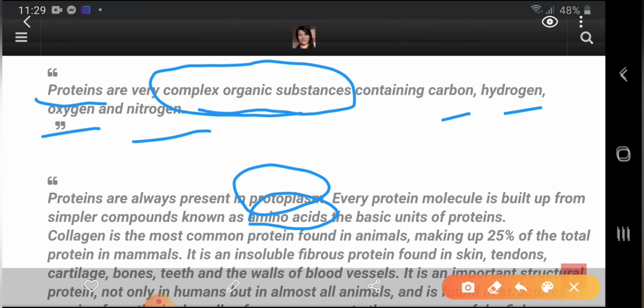Amino acids. Collagen is the most common protein found in animals, making up 25% of the total protein in mammals. It is an insoluble fibrous protein found in skin, tendons, cartilage and bone.